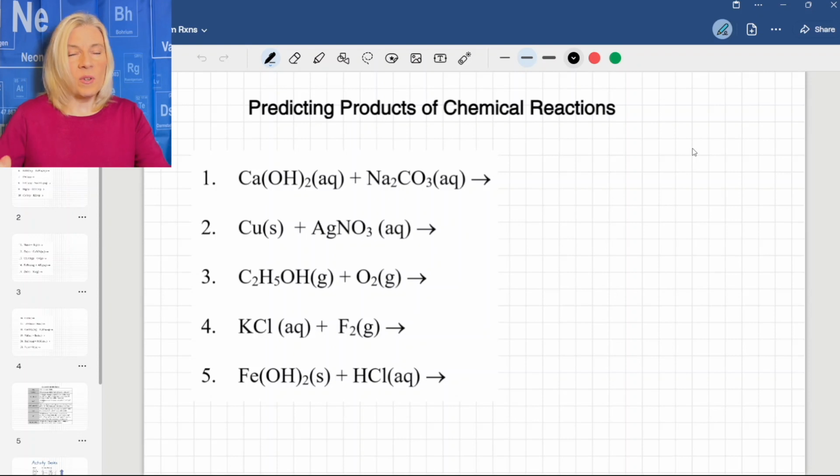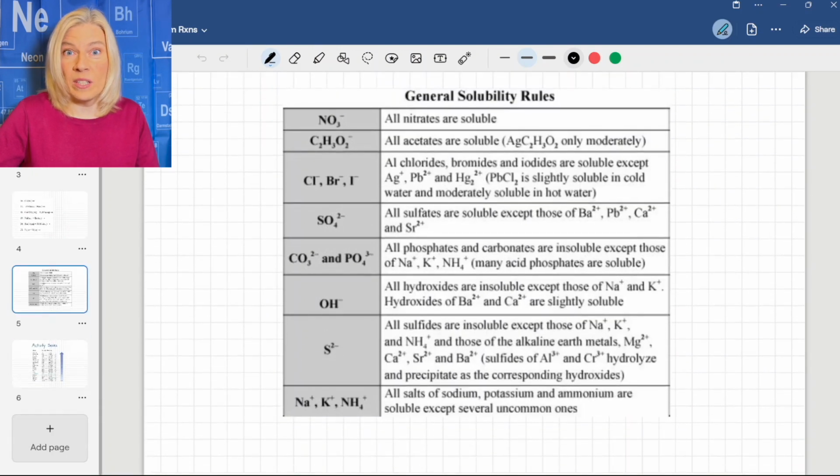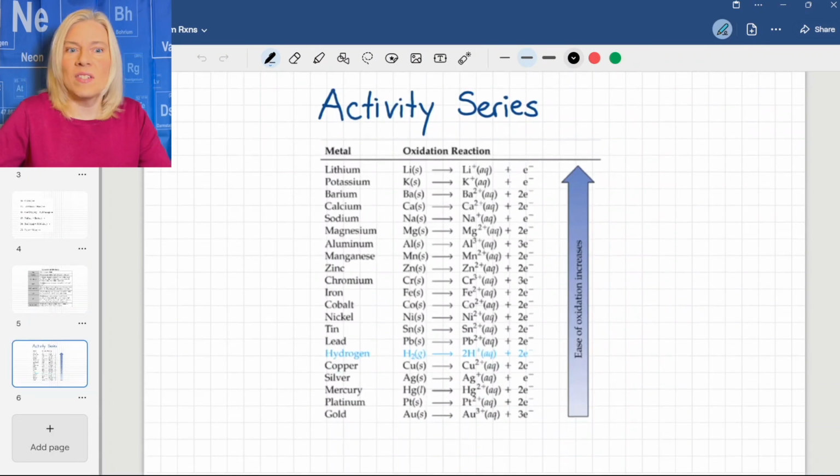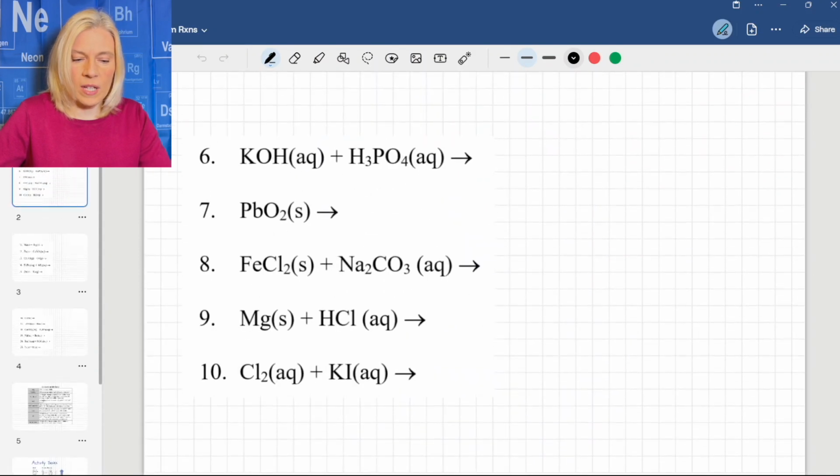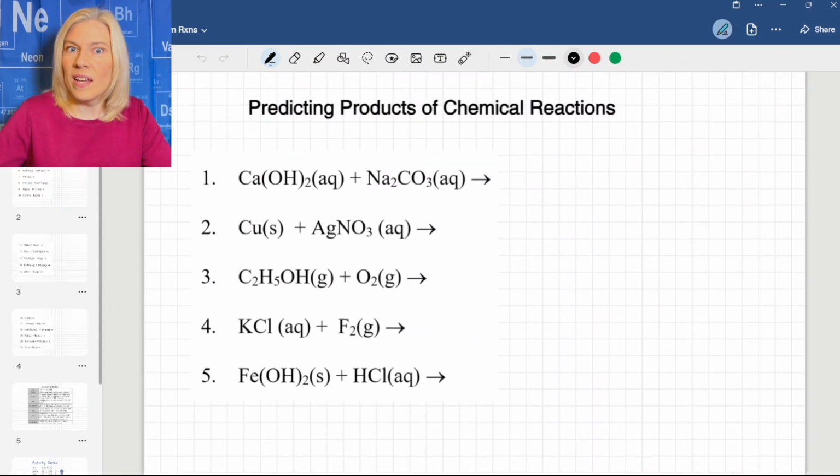Hi, now that you know the five types of chemical reactions and why they happen, I think it's time to practice predicting the products. So let's go to my screen and practice. We're going to go through a lot, and I think you should have your periodic table ready, as well as solubility rules and activity series to help us predict the products of these reactions. Okay, let's start. So first, we're going to look at reaction number 1.